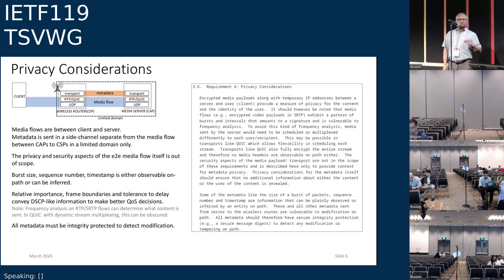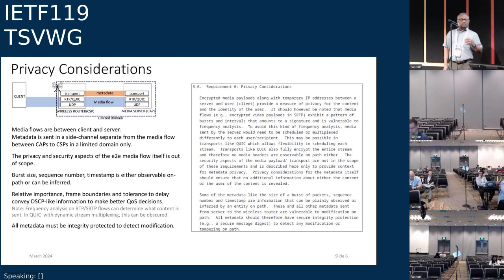Okay, so the next two slides are about privacy considerations, and then performance and scale. In terms of privacy considerations, the figure is trying to show that the metadata goes in a separate channel from the media itself. So the media itself is not affected in any way. It is fully encrypted, and no one in the network sees anything about it. So what we're talking about is what privacy the metadata needs to handle.